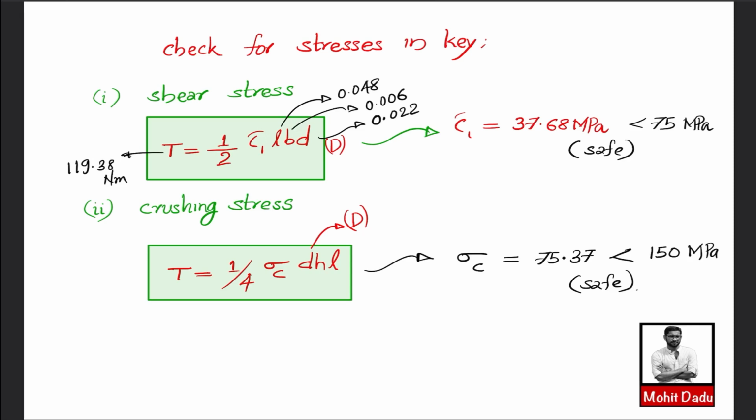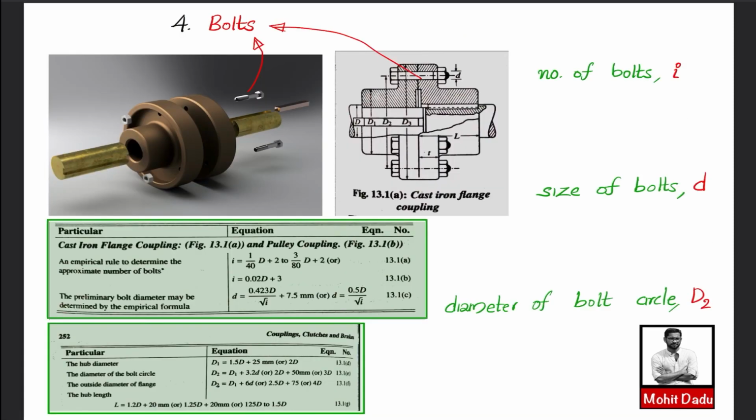So the dimensions of 6 by 6 and the length of 48 we can use, because it is clearing the check for stress in keys. Next we will be seeing the fourth component of the flange coupling, which is the bolt. In design of bolts, we will be finding the number of bolts required, the diameter of bolt to be used, and the pitch circle diameter of bolts on the flange.